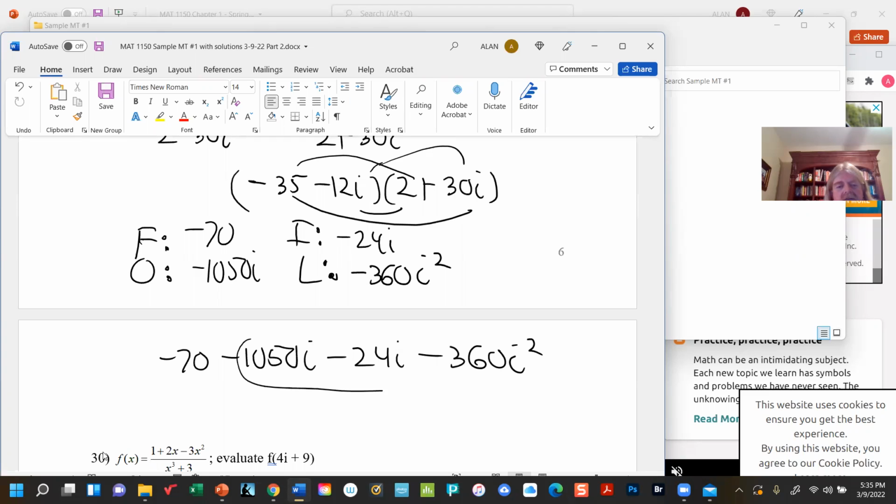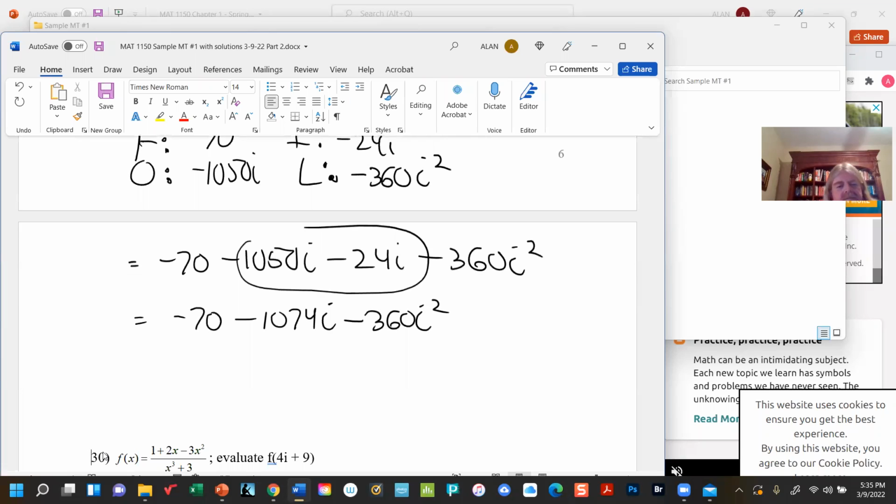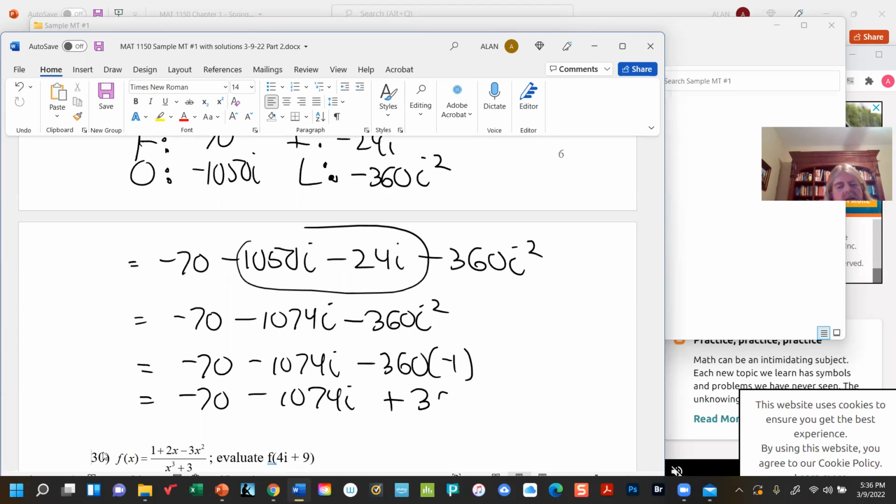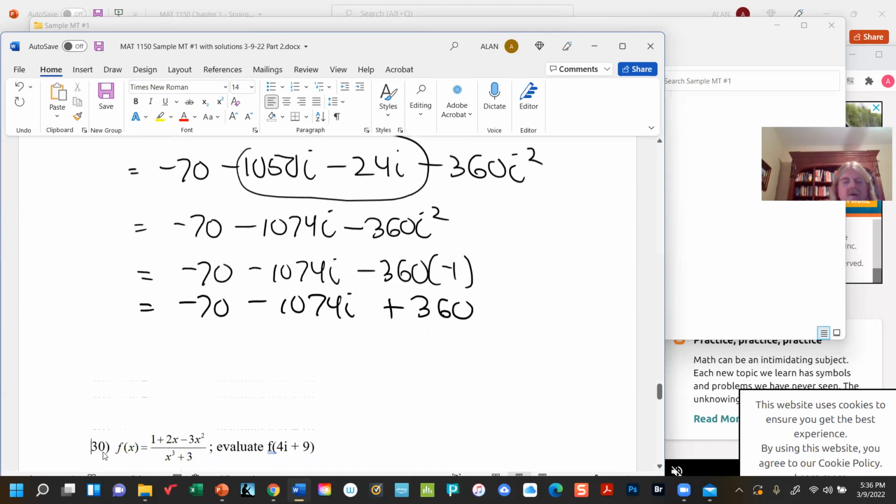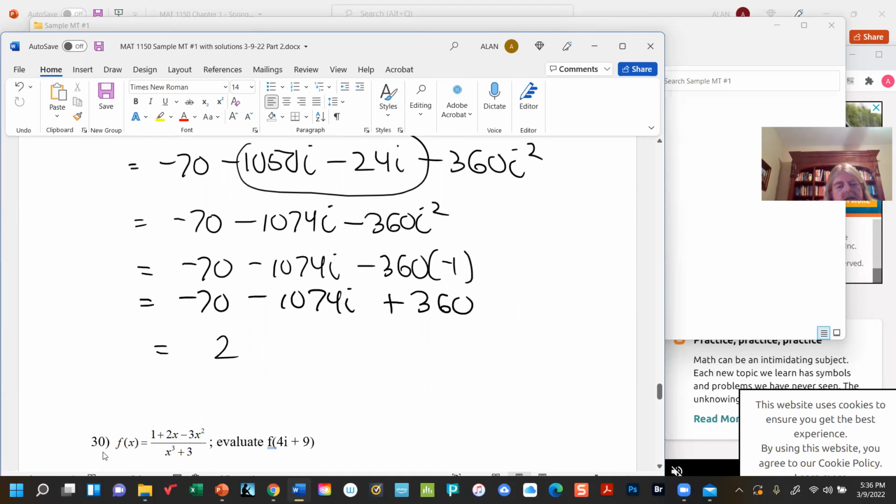So we can consolidate these two. But of course, we know that i squared is -1. All right, so finally, the numerator is seen to be 290 minus 1074i.